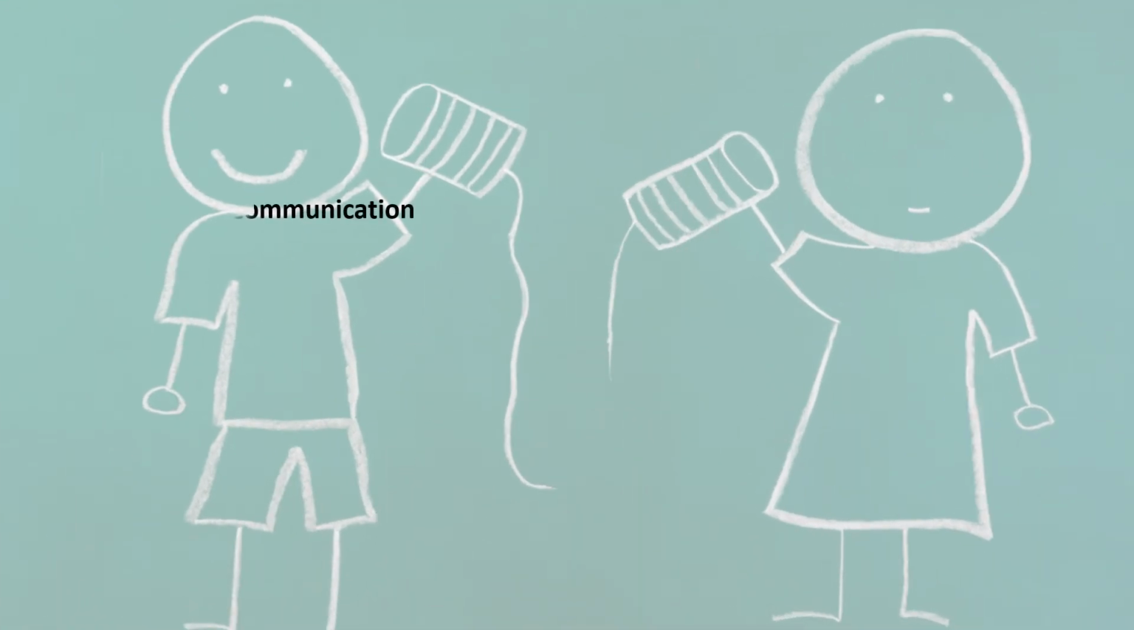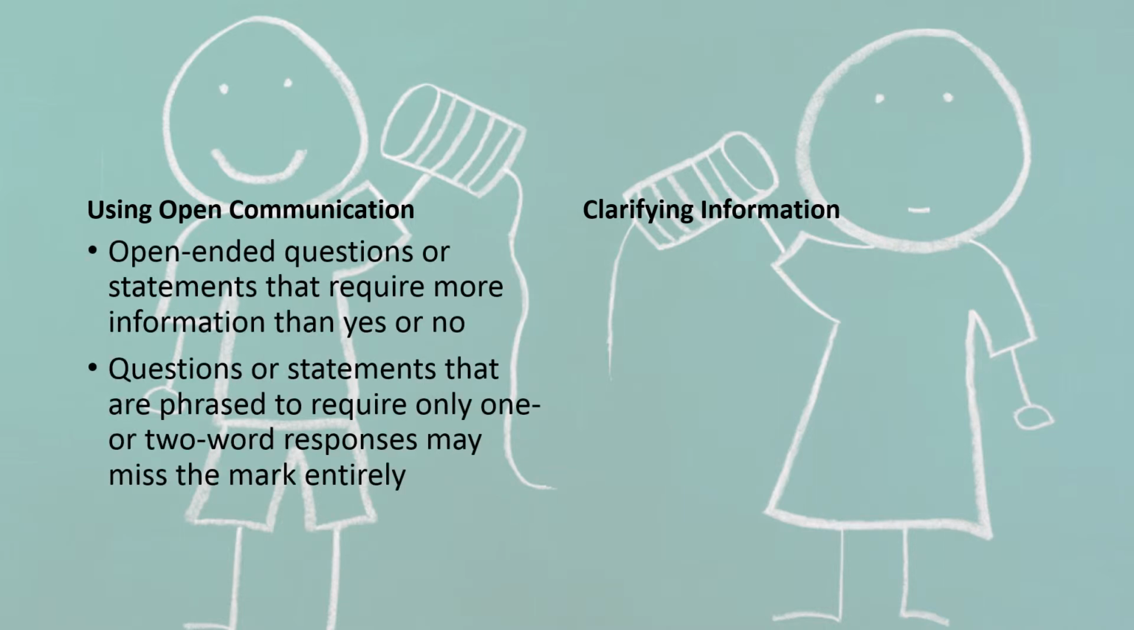Using techniques such as open communication and clarifying can improve the communication style. Using open communication, we could use open-ended questions or statements that require more information than yes or no. Questions or statements that are phrased to require only one or two word responses may miss the mark entirely.